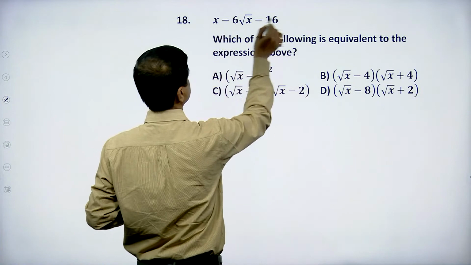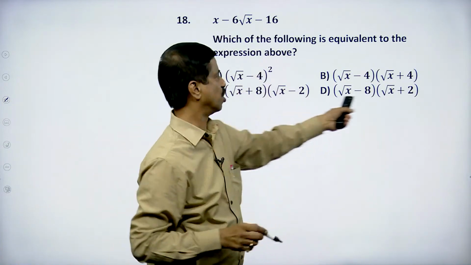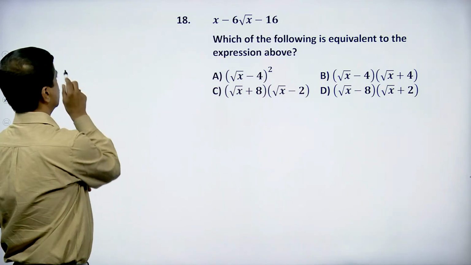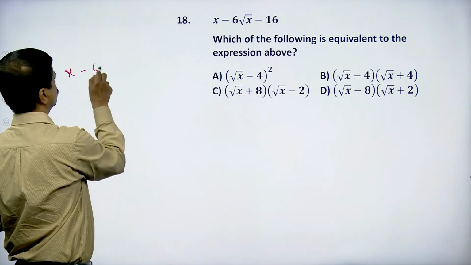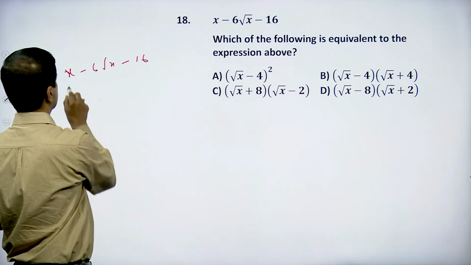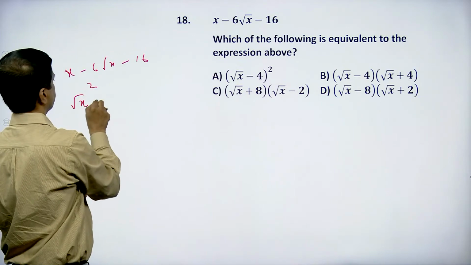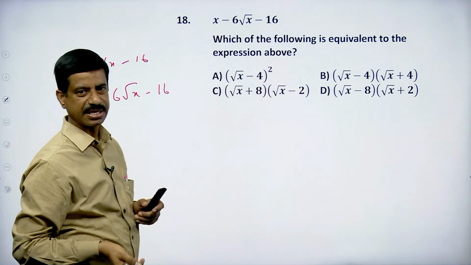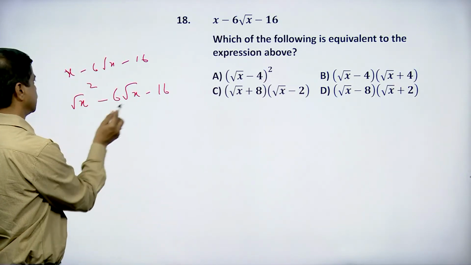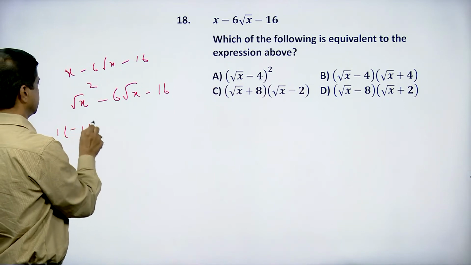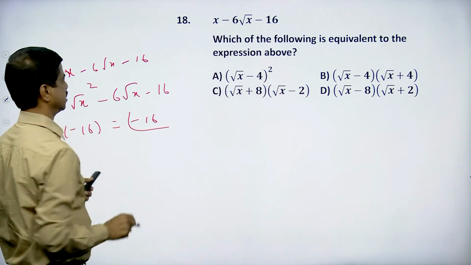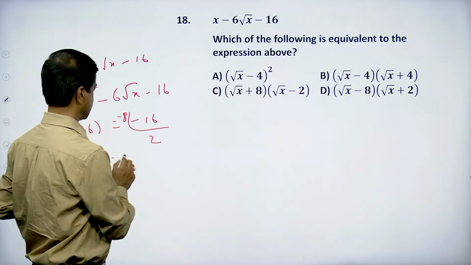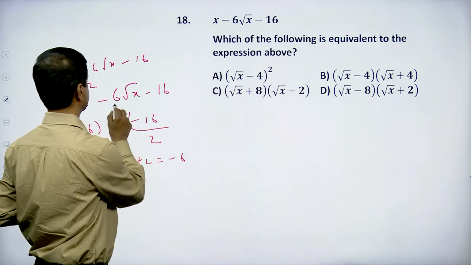This is x minus 6 root x minus 16. Which of the following are equivalent to that? Now, children, this should be a quadratic equation. So, what I will do is, x minus 6 root x minus 16 he gave, I will write x as root x whole square, minus 6 root x minus 16. Now I should find factors. I can write 1 into minus 16 is minus 16. The factors to get minus 6 are minus 8 and 2. So, minus 8 plus 2 is minus 6, satisfied here.